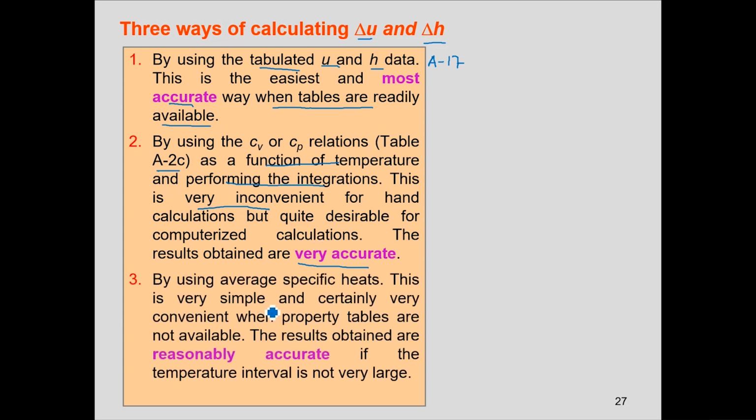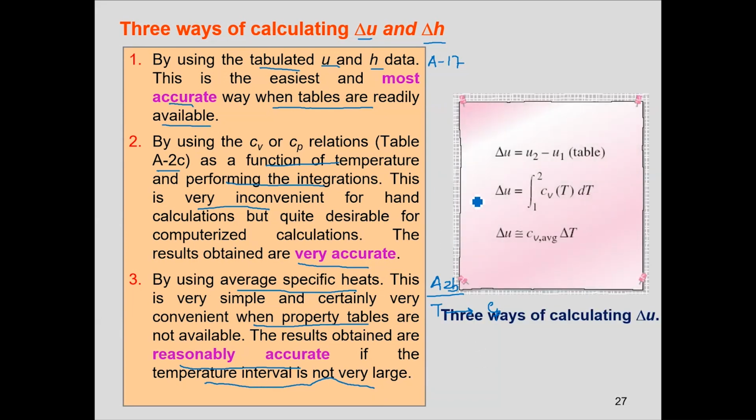The third method is by using the average specific heats. This is very simple, in which you use the property tables. When the property tables are not available to you, you simply go to table A to B, and for the specific gas, once you have the temperature, you read the Cp value in front of it. These are reasonably accurate if the temperature interval for which the average value is taken is not very large.